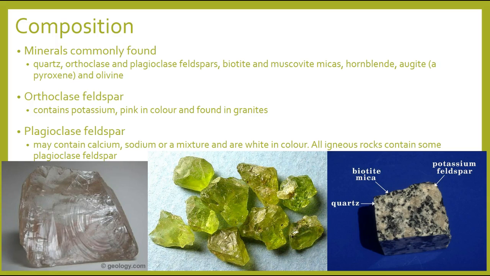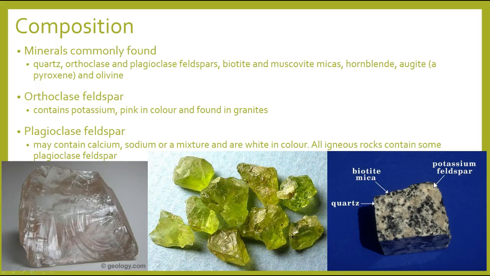Now, when we're looking at the two feldspars, orthoclase is pink in color, it has potassium in it and it's found in granites, whereas plagioclase can either contain calcium or sodium, depending on where on the spectrum it is, and is usually white in color. And all igneous rocks tend to contain plagioclase feldspar. So here we've got a picture of quartz, some olivine, and then we've got biotite, some more quartz, and some potassium feldspar.